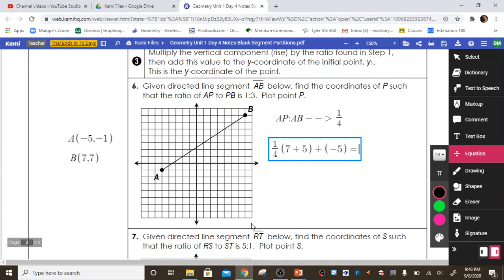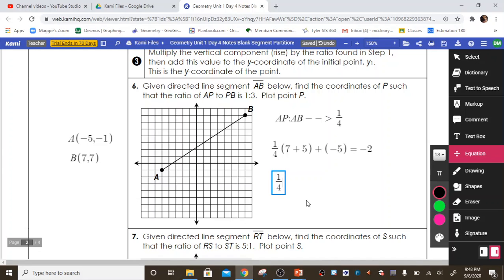So right here we've got 7 plus 5 is going to be 12, and we take a quarter of that. So 12 divided by 4 is 3, and then 3 minus 5 is going to be -2. So that's going to be the x coordinate of point P. And then we can do the same thing with our y coordinate.